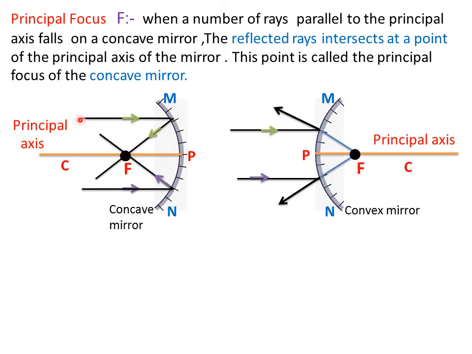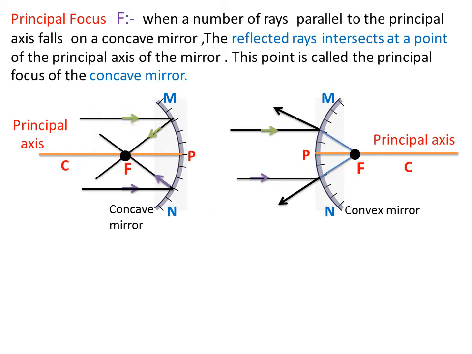What we have learned: when a number of rays are parallel to the principal axis, here this is our principal axis, and these are the rays parallel to the principal axis, and these are the reflected rays from the mirror, the reflected rays intersect at a point on the principal axis of the mirror, and this point is called the principal focus of the concave mirror. So here capital F is the principal focus of the concave mirror in this diagram.